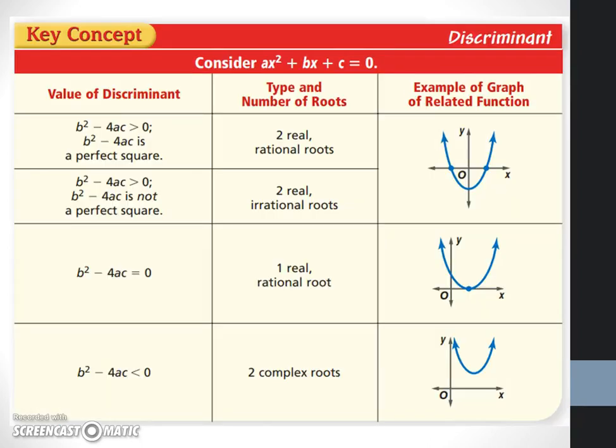The next big part is understanding the discriminant. The discriminant is the b squared minus 4ac. It's what's underneath the square root. If it's greater than 0, then you get two real rational roots, if it's a perfect square. If it is greater than 0 and not a perfect square, you get two real irrational roots. If it's equal to 0, you get one real rational root. If it's less than 0, you get two complex roots.